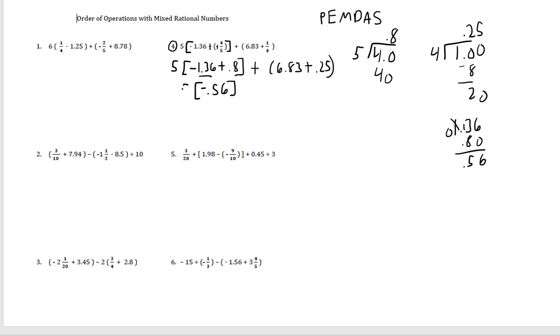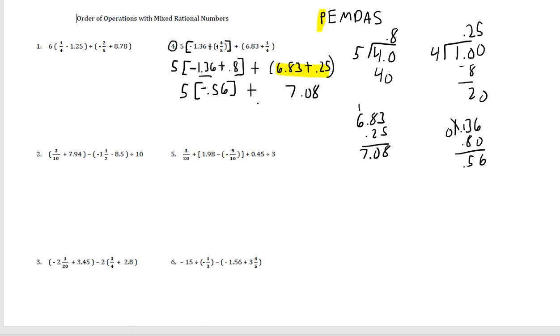Okay, that is now going to get multiplied by 5, but not until we take care of the operation in the other parentheses. Okay, so we always do all of our parentheses first. So 6.83 plus 0.25 is 7.08. Okay. Now we don't have any exponents.